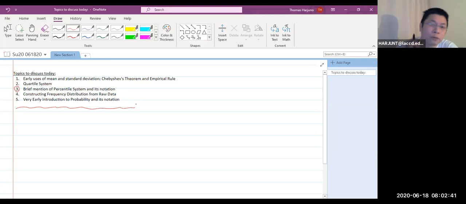Oh, before I go too far, I would like you to realize that you should not use the standard deviation formula from our textbook.